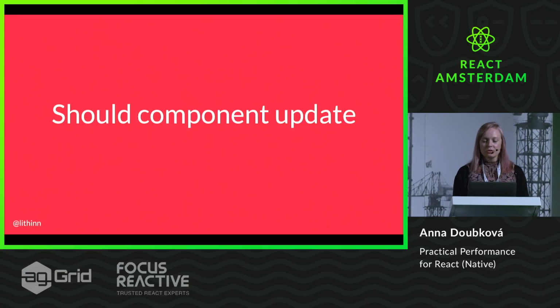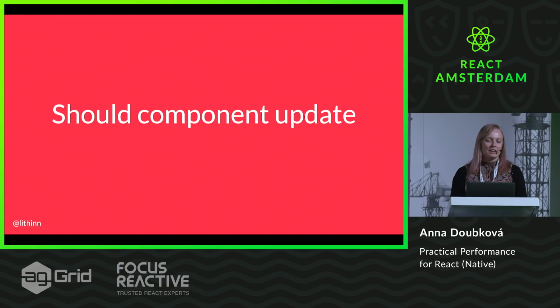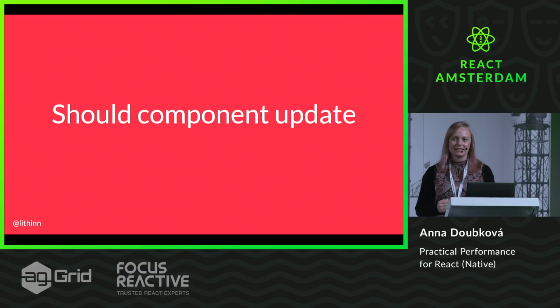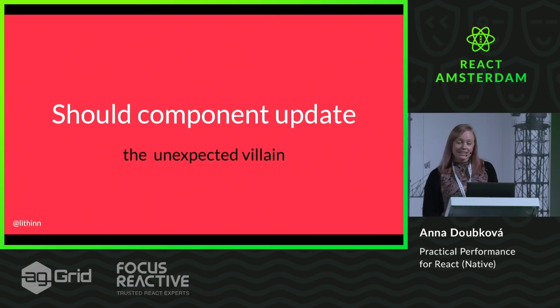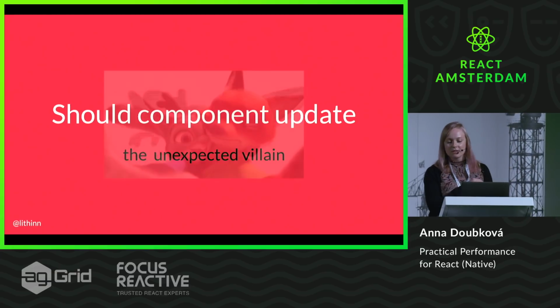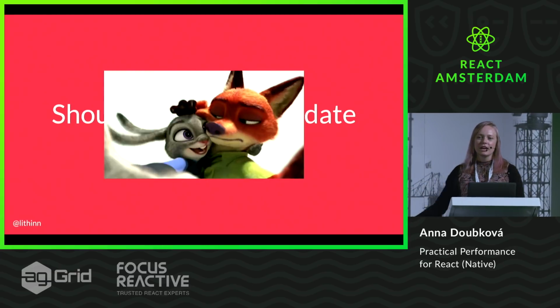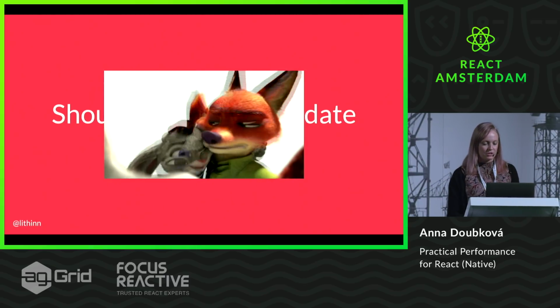Well, the usual answer to this problem is shouldComponentUpdate. My favorite question in interviews is how do you make apps more performant? And every single person says shouldComponentUpdate. It's fair enough, it's in the React docs as well. But actually we found out that it is the unexpected villain in our story. It caused so many issues that we ended up removing it from all the places in our code because it actually caused more bugs than solved performance issues.